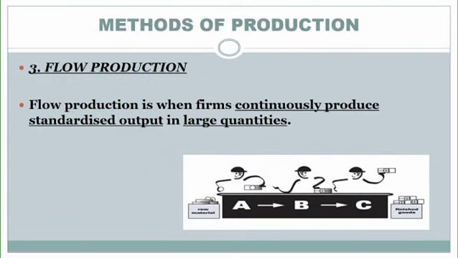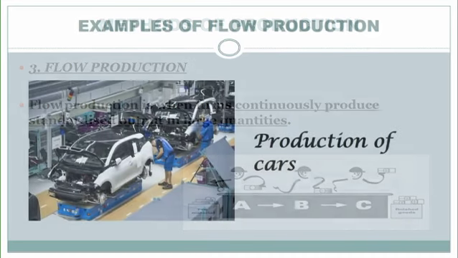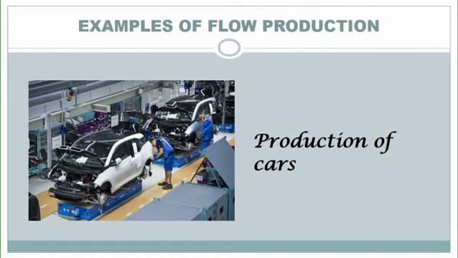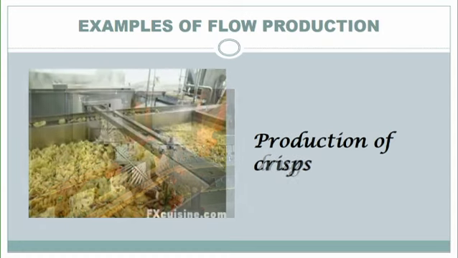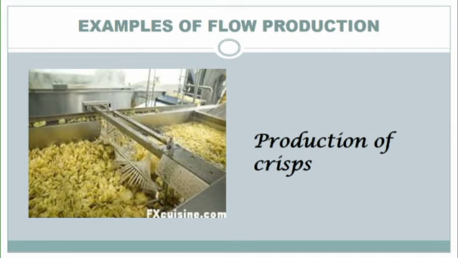The third method of production is flow production. Flow production is when firms continuously produce standardized output in large quantities. For example, production of cars, production of drugs, production of crisps, and so on.